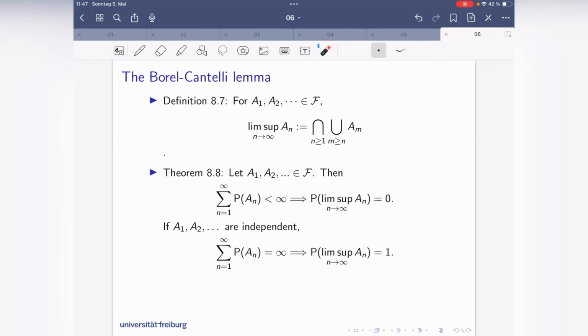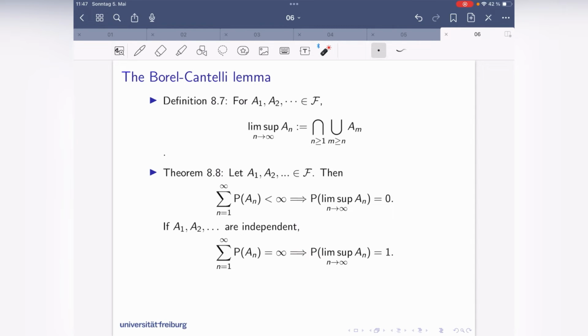Here, the Borel-Cantelli lemma has two parts. And it says that the probability of this lim sup is either 0 or 1. It's 0 if you can show that the sum of all these probabilities is finite. And if you can show that it's infinite, then the probability of the lim sup is 1, if you can show that the A_i are independent. So that's important, as we will see in an example.